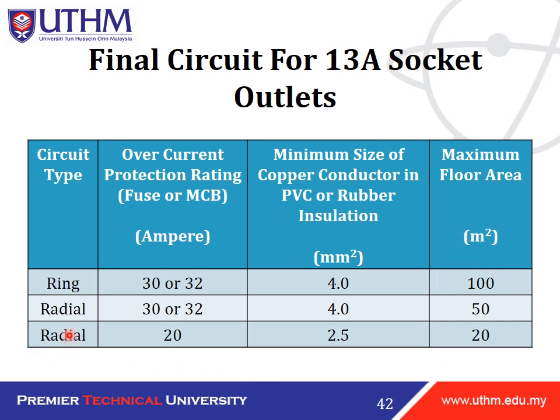And then for a radial type of circuit, we need to observe the maximum floor area. If the maximum floor area is 50 meters squared, we need to use the minimum size of copper conductor of 4 mm squared with MCB rating 30 or 32A. And if the floor area is 20 meters squared, we need to use the minimum size of copper conductor of 2.5 mm squared with MCB rating of 20A.